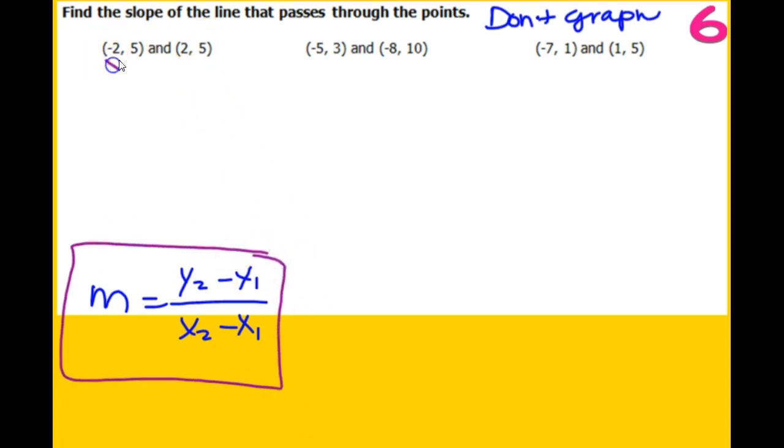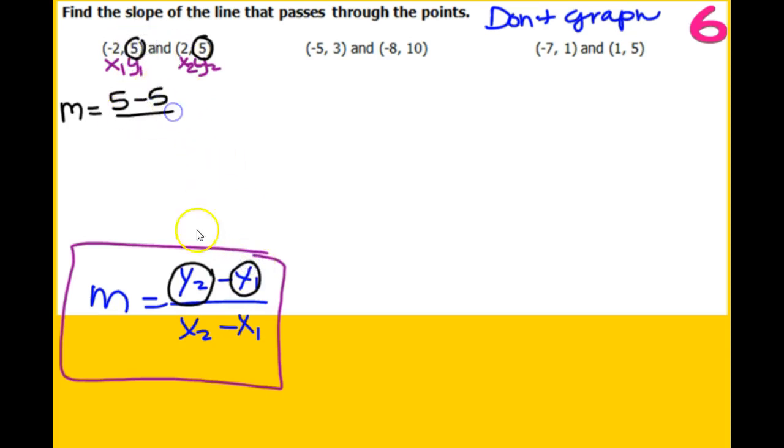So let's label our points x, y's. This is our first point, so I'm just going to label that 1's. And this is our second point, so they get 2's. And all we have to do is plug it in. So first, y2, right here our second y is 5, minus y1, which is also 5. Then on the bottom, x2, right here, which is 2, minus x1, which is a negative 2.